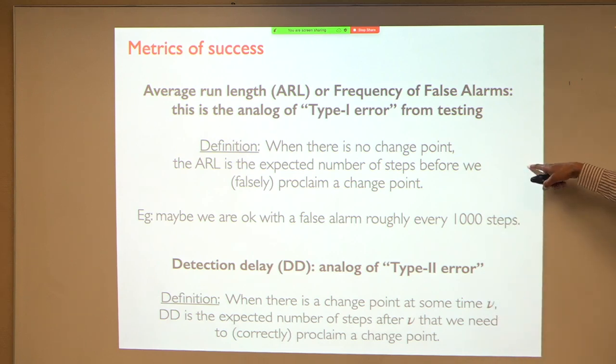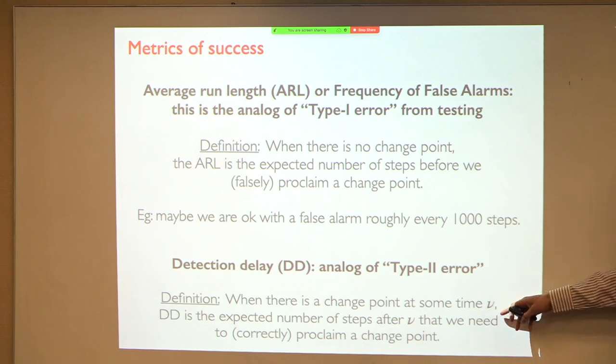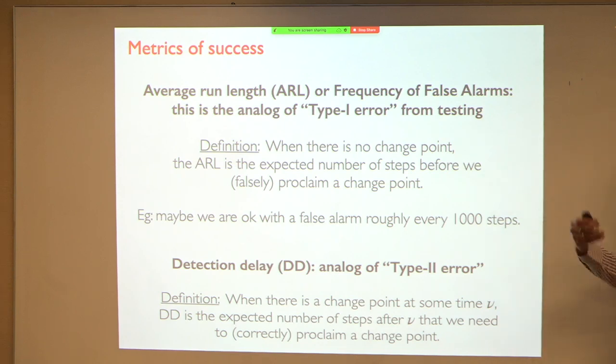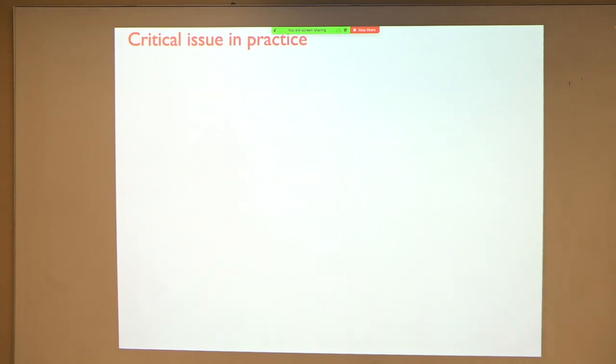But with this definition of the average run length, in which you say I'm okay with making an error like every 1,000 steps, it will turn out that the detection delay need not depend on nu at all, the time of the actual change. And so, yeah, you can have other definitions of these two, but this is maybe the most typical in the sequential change literature.